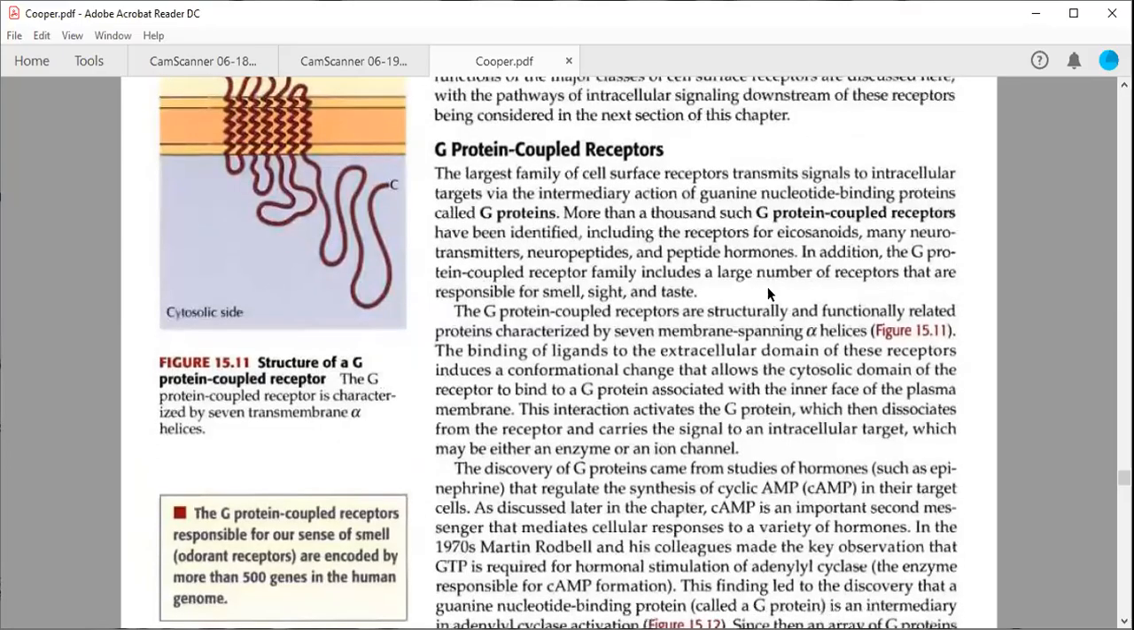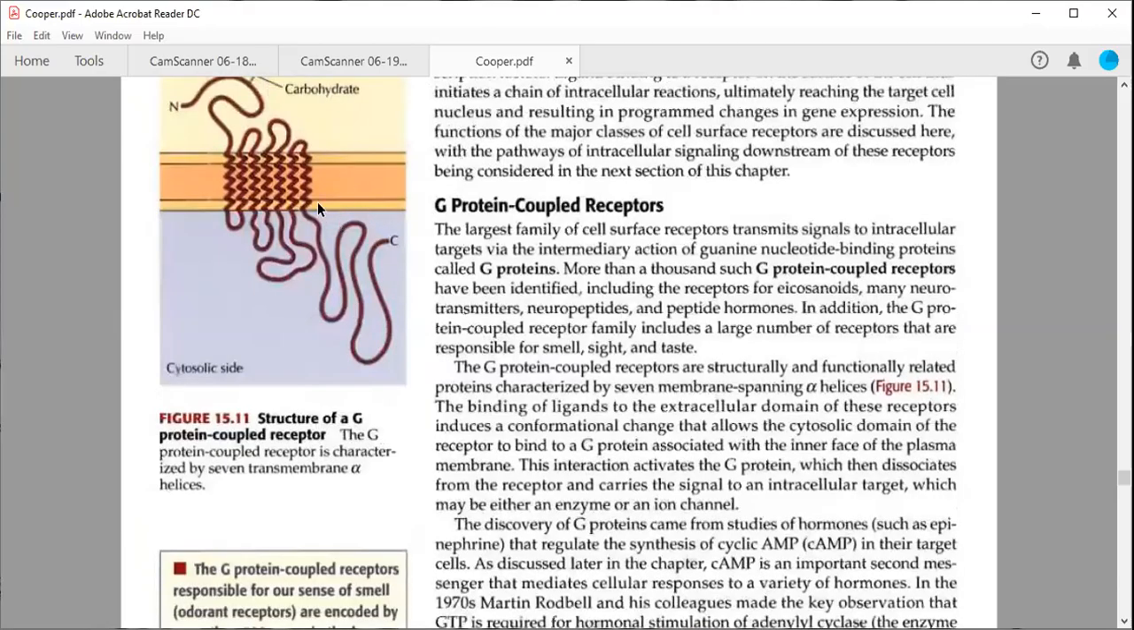The binding of ligands to the extracellular domain induces a conformational change that allows the cytosolic domain of the receptor to bind more efficiently with the G protein, which is associated with the inner face of the plasma membrane. So in this diagram it is not shown, but somewhere in the inner leaflet of the plasma membrane there is an interacting protein called G protein.